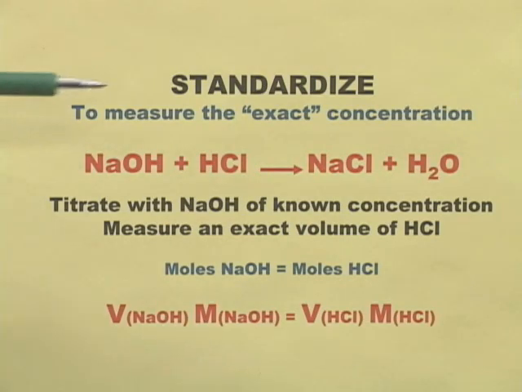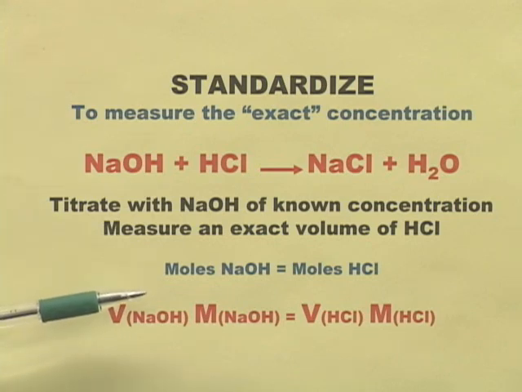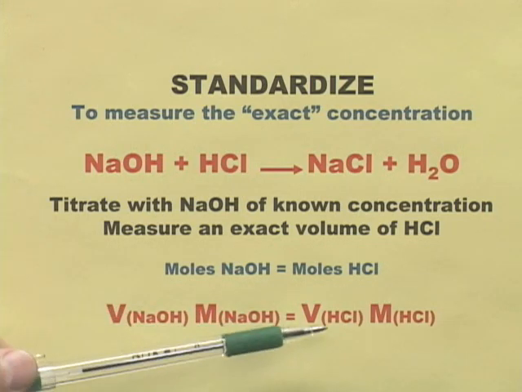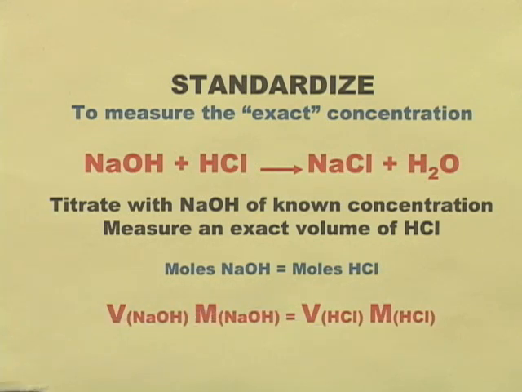We will standardize, establishing the exact concentration of this HCl solution by titrating with a sodium hydroxide solution of known concentration. Now, since 1 mole of sodium hydroxide reacts with 1 mole of HCl, you can determine the molarity of the HCl from the equation volume times the molarity of the base is equal to volume times the molarity of the acid.